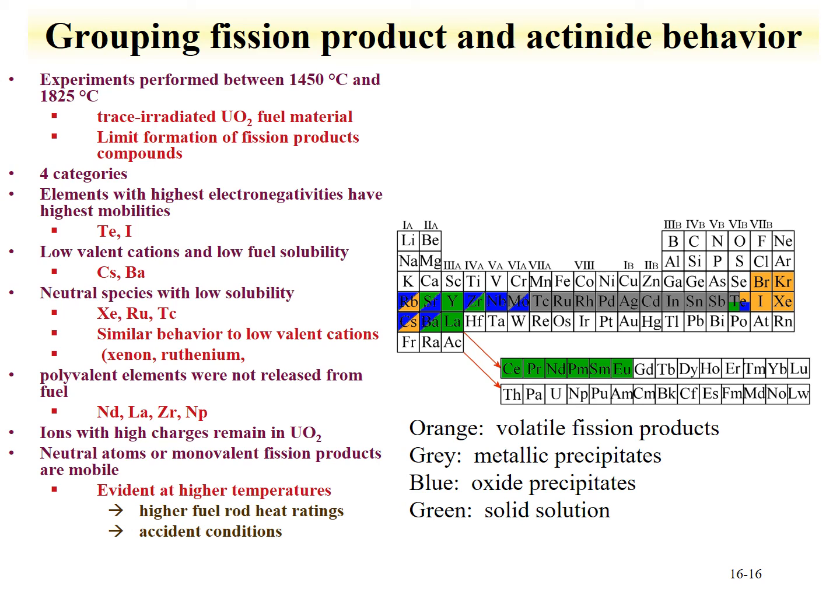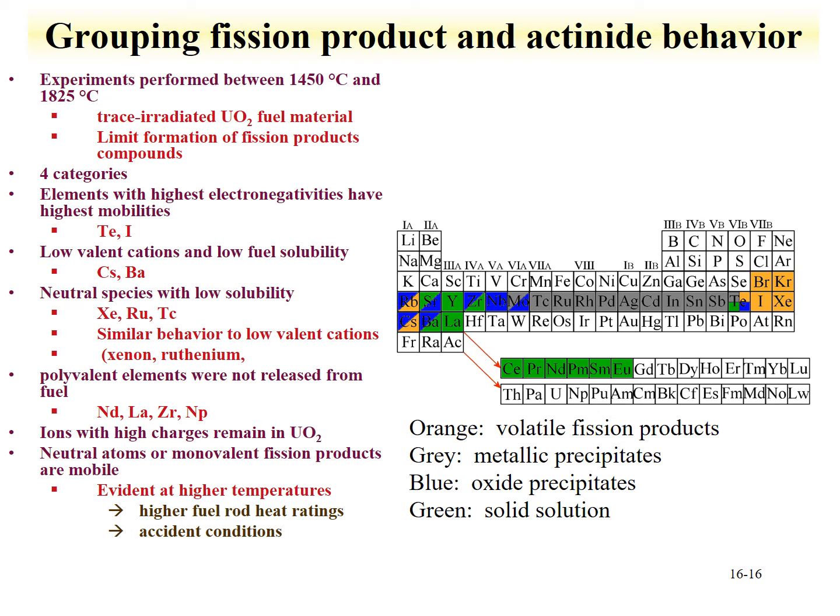So an overview of this behavior is shown here through some experiments that were done between 1400 and 1800 degrees centigrade. There was just trace irradiation of UO2 material, and the fission product behavior was evaluated. 4 categories were shown from this. You could have volatile fission products, metallic fission products, oxide fission products. There would be separate oxide phases, and solid solutions.